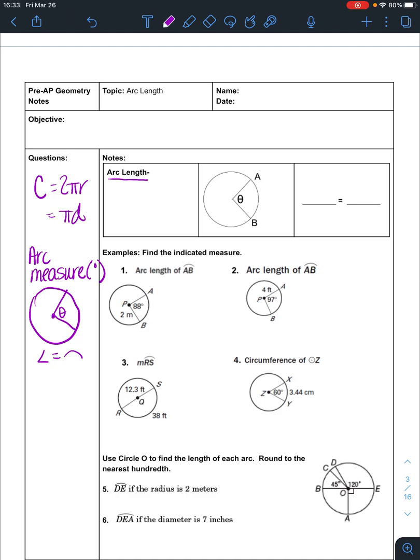When it says arc length, what I actually want to know is how long is it? If I walk around the circle, how far do I actually walk? This is a distance. Okay, arc length is a distance measurement. Arc measure is a rotation. So that's the difference. You need to know that because of the notation of how these questions are written. So arc length is a distance.